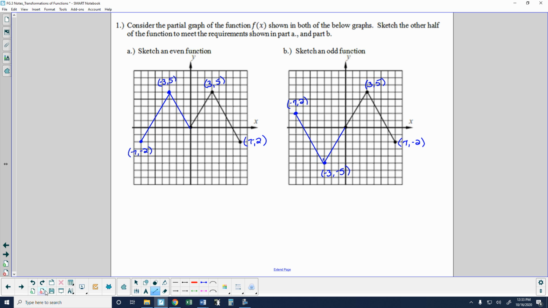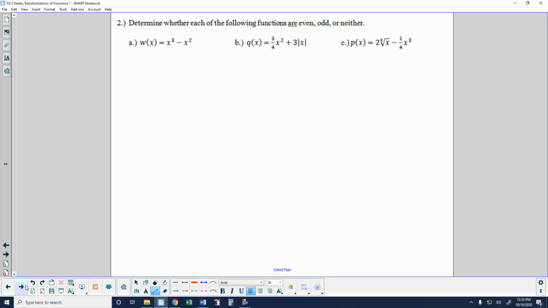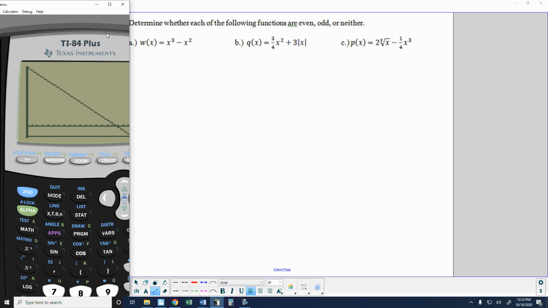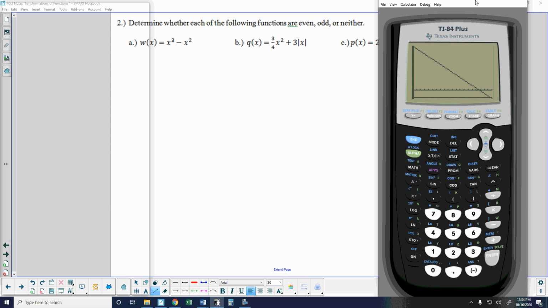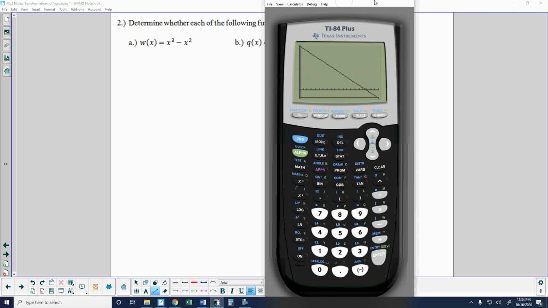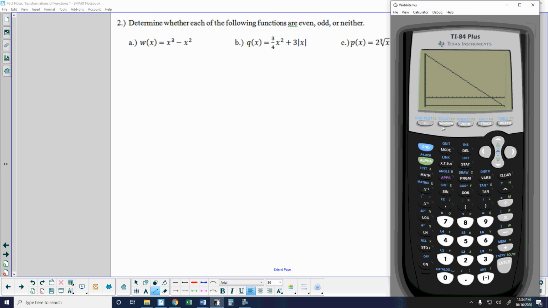Now in problem number 2, it says, determine whether each of the following functions are even, odd, or neither. So we're going to do both in this case. We're going to look at this graphically, and we're going to look at this algebraically. So graphically, what I'm going to do first is just type that graph into my calculator.